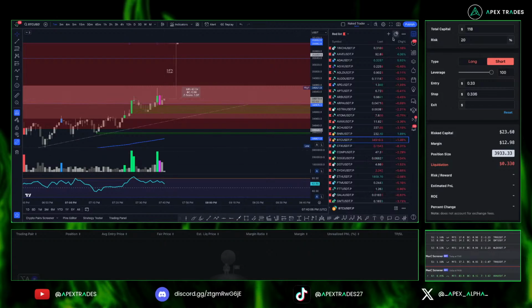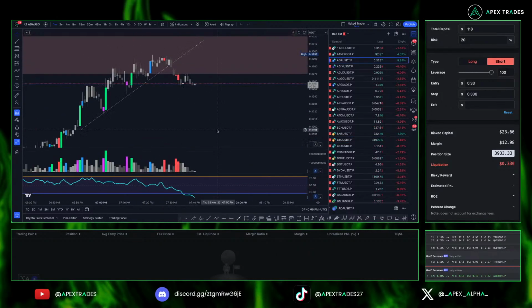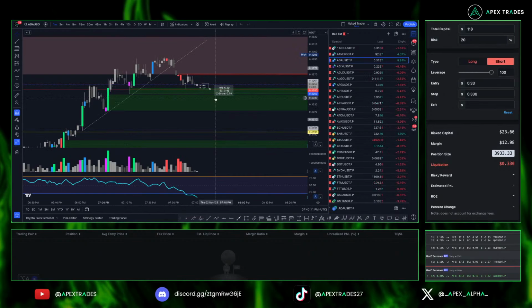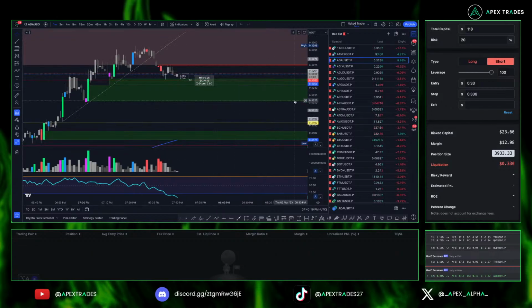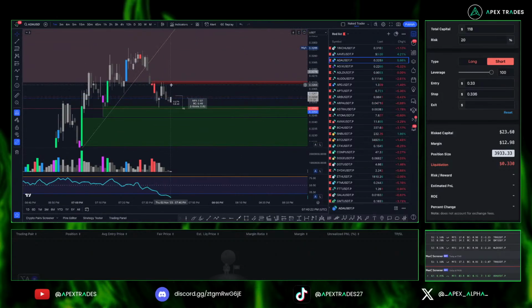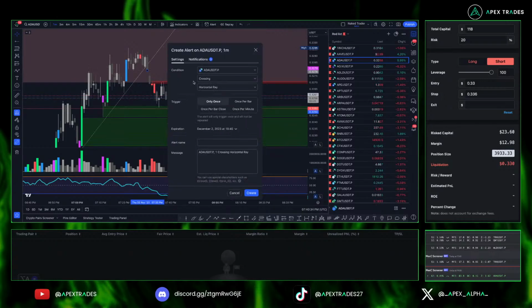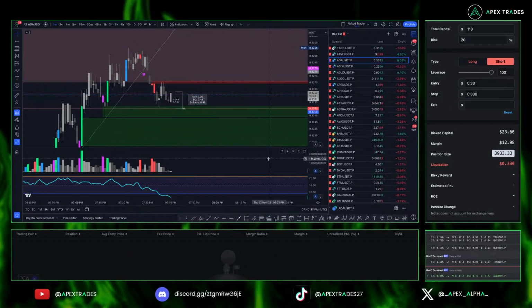See what ADA's doing while we're just formulating plans. Oh, done exactly what I wanted to do. Came into the zone, broke the zone, come back up and retest. Let's see. Where do I need this retest to come into? There. Trouble is we are looking very oversold at the moment.